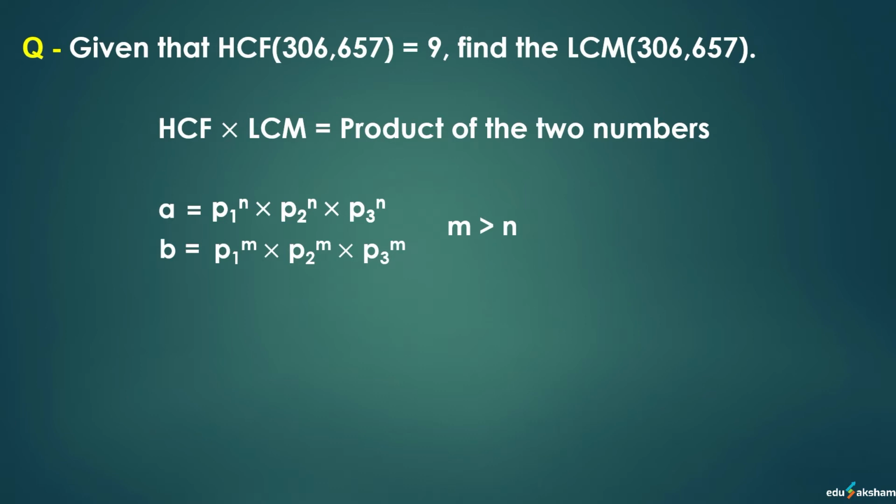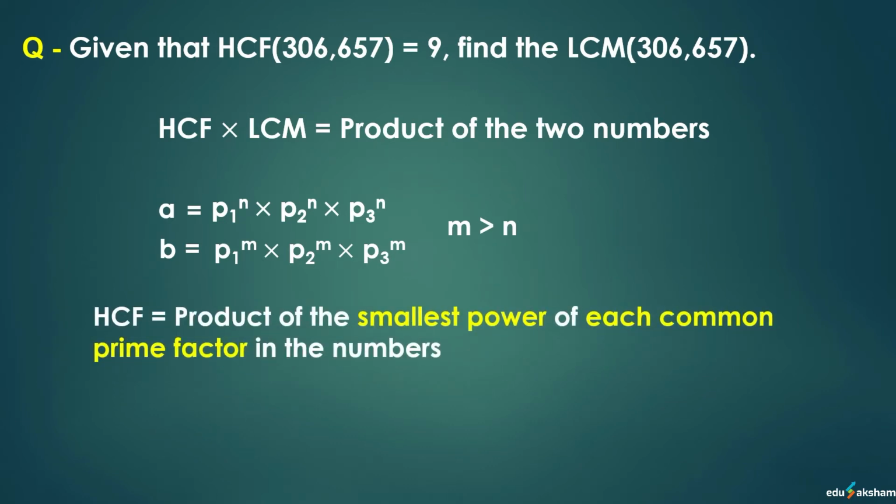We know that the HCF of two numbers is the product of the smallest power of each common prime factor in the numbers. From the numbers a and b, we can see that the common prime factors in both the numbers are p1, p2 and p3. And since n is less than m, the smallest powers of the common prime factors are p1 to the power n, p2 to the power n and p3 to the power n. So the HCF will be the product of these smallest powers.